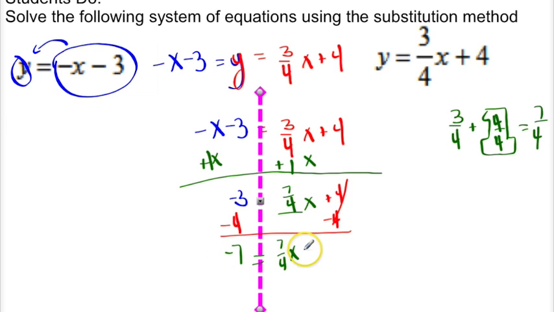Now, how do I get rid of this? I'm going to multiply both sides by the reciprocal. I'm going to multiply this side by 4/7. I'll multiply this side by 4/7. 4's cancel here. 7 cancels here. X equals, here the 7's cancel, but the negatives don't, so all I have is -4. X equals -4. Good.